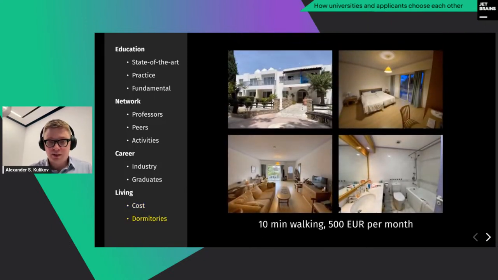Dormitories are also an important part that you should check when applying to universities. We are showing just four pictures here. They are very good, hotel-style dormitories. In case you get a grant from JetBrains, you will be staying in one of such dormitories and you do not need to pay for them. In case you are going to pay for yourself, it is going to cost you something like 500 euro per month, and it is located within 10 minutes walking distance from the university and also from the sea.